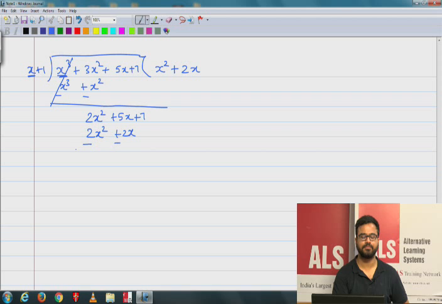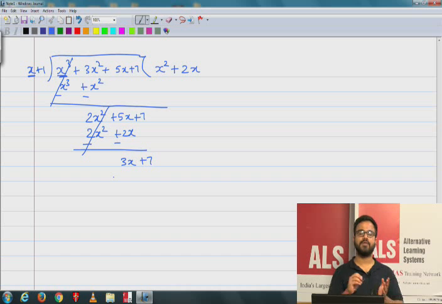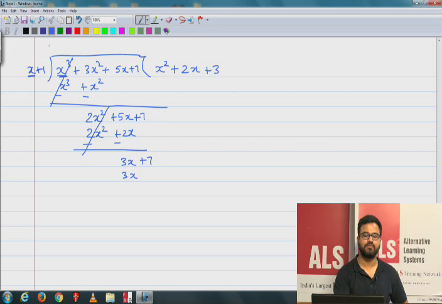Again subtraction. This will get cancelled out. 5x minus 2x, that will become 3x. And then 7 will be copied down. Now here it is x and here it is 3x. So you already know that we have to multiply x by 3. So when we multiply x by 3, here we will get 3x, and 1 multiplied by 3, that will be 3.